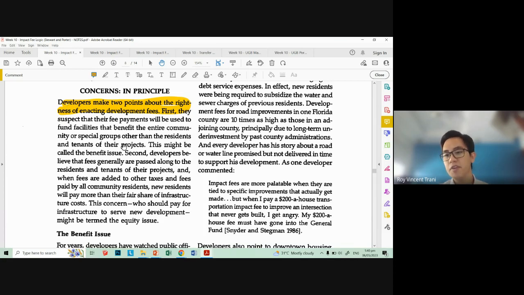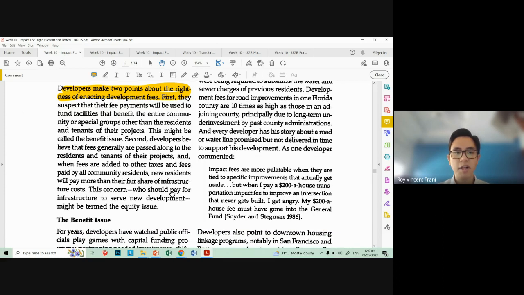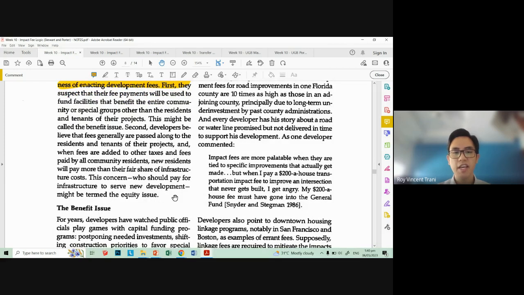So they're worried that the fee is too high because it'll be used for other benefits, not just the one in their project. This is what Porter calls the benefit issue. The second issue is that developers believe that fees generally are passed along to residents and tenants of their projects. And when fees are added to other taxes and fees paid by all community residents, new residents will pay more than their fair share of infrastructure.